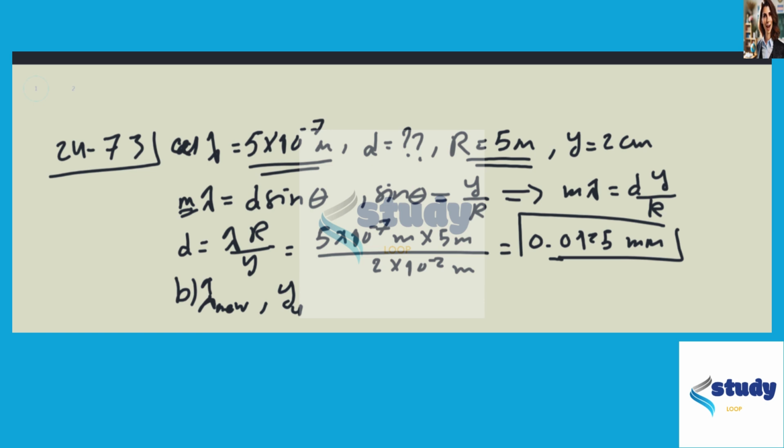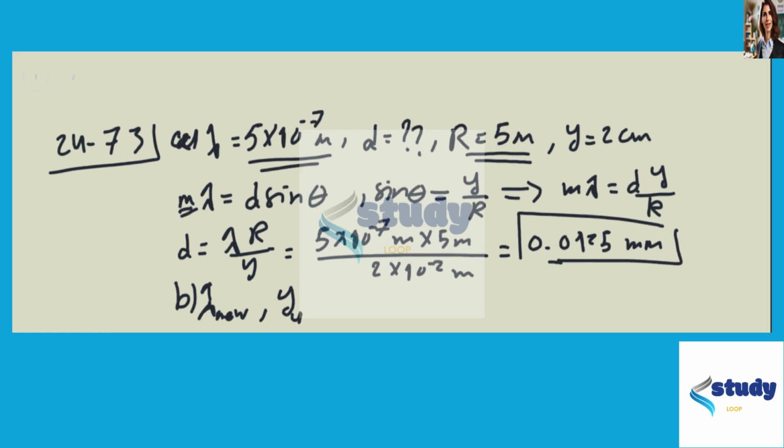So in this problem, we have an interference experiment from two slits, and the wavelength of this incoming light is 5 times 10 power minus 7 meters, and we're observing the interference pattern at a screen that is 5 meters away from the slits, and we have observed that the distance between two adjacent bright fringes is 2 centimeters. And part A of the question is asking what should be the distance between the two slits.